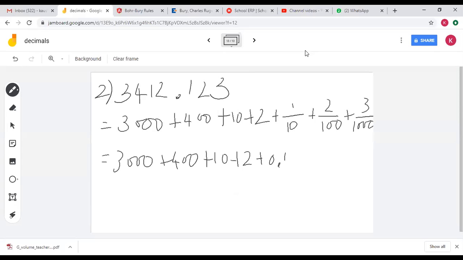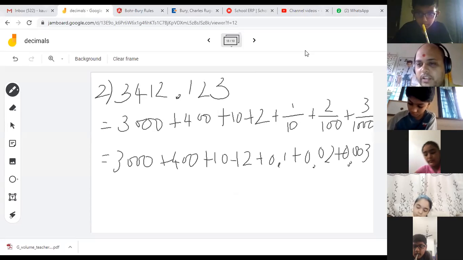0.1 plus 0.02 plus 0.003. Okay, come on, do it quick.